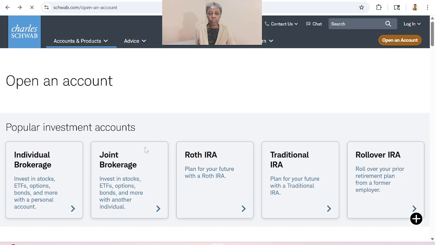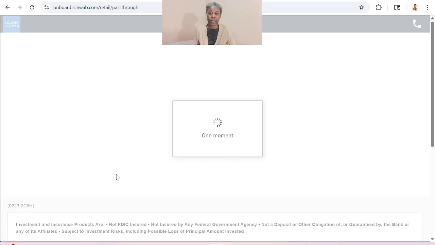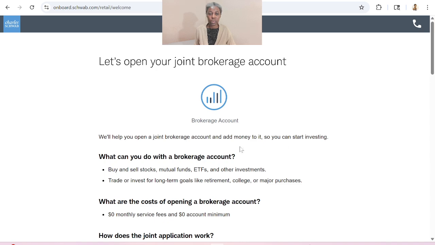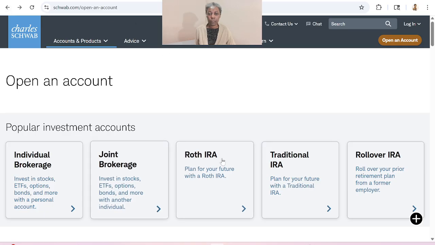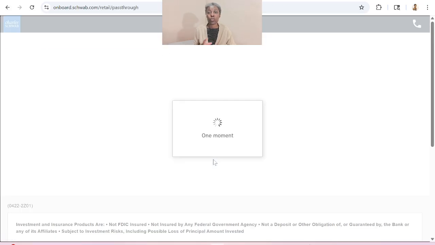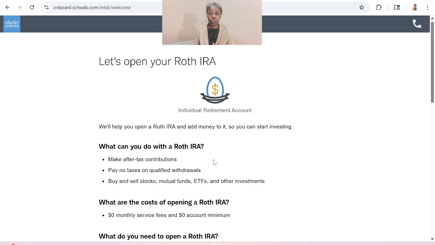If you want to open a joint brokerage account with your spouse, you'll go that route as well. And again, the minimum is $0 as well. What I will say is, when you open a brokerage account with them, it's good to open a checking account, even a savings account with them. I think the savings account has a higher interest rate or something like that. I don't have that anymore because I didn't have money in it. It closes after a while. But the checking account pays interest.